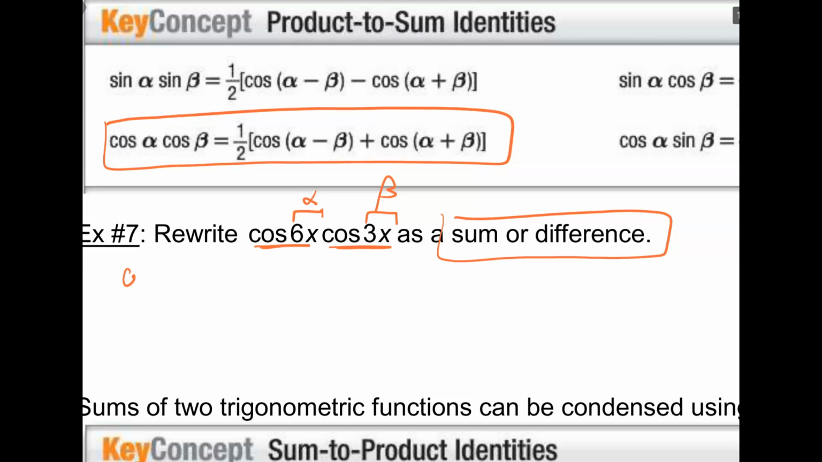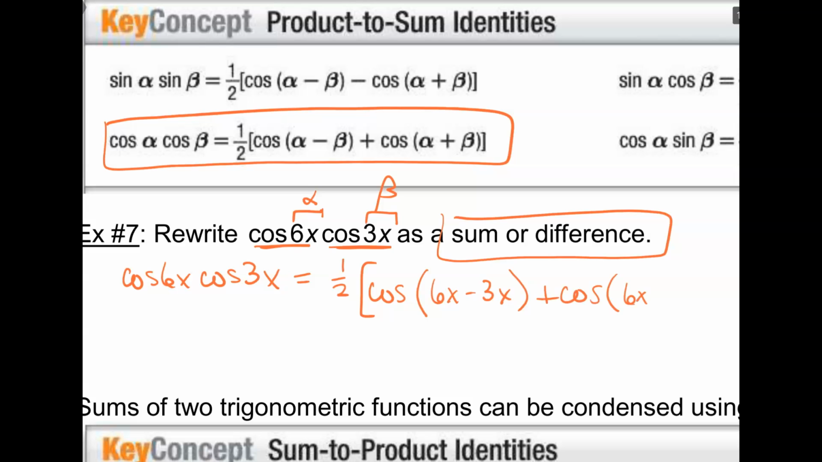So I can rewrite this as cosine 6x cosine 3x is going to equal 1/2. I'm just following the identity, which is why I told you to have your identity sheet out. I don't have to memorize this, because I'm giving you the sheet. We're just going to pull it up. What you have to know is what to use when. All right, so 1/2 cosine of alpha minus beta, 6x minus 3x, plus cosine of 6x plus 3x.